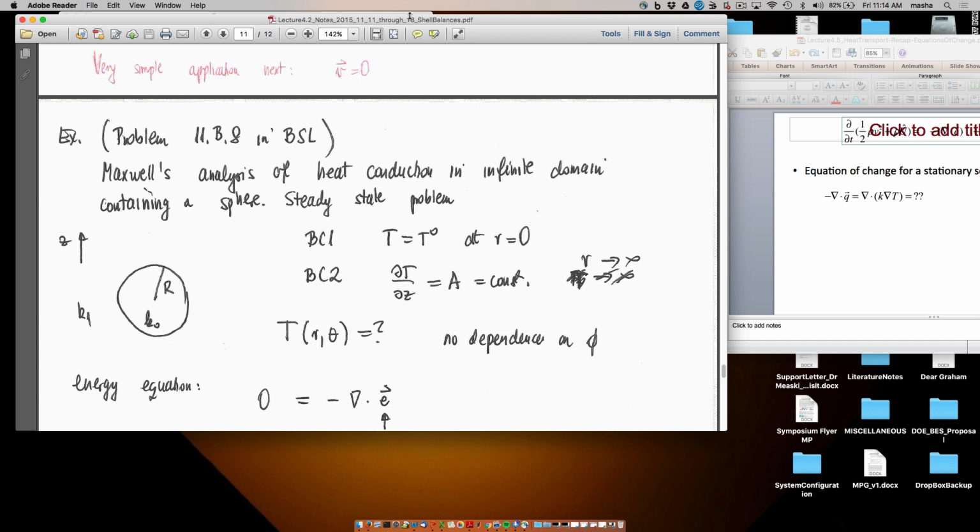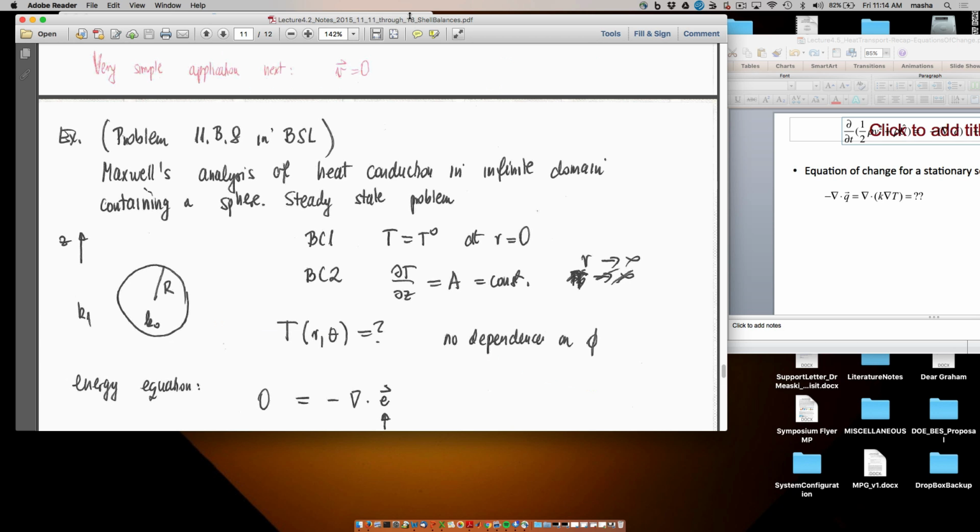Sphere. All right. So today we're actually going to have an example, and it's going to be a relatively simple example. We're going to do Maxwell's analysis of heat conduction in an infinite domain containing a sphere. And this is going to be a steady state problem. I'm going to have you work on it for the most part.